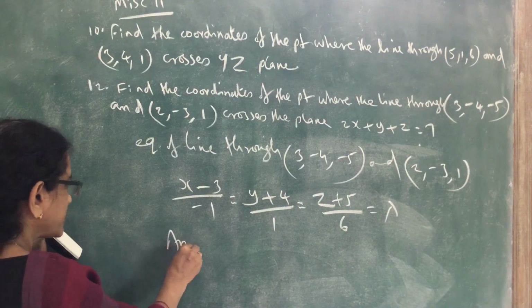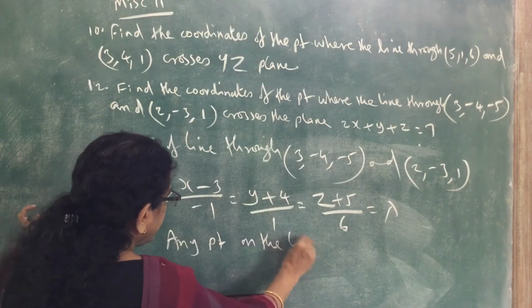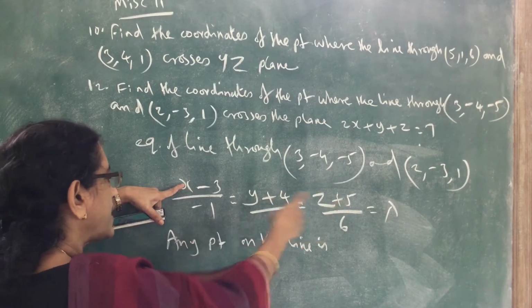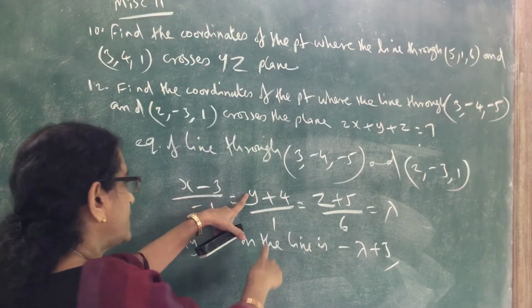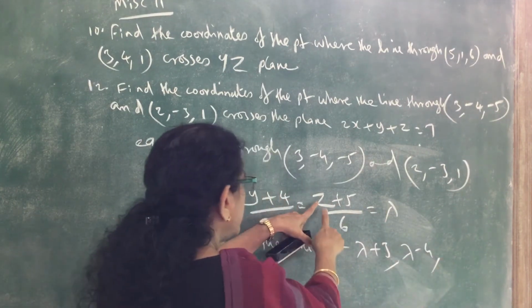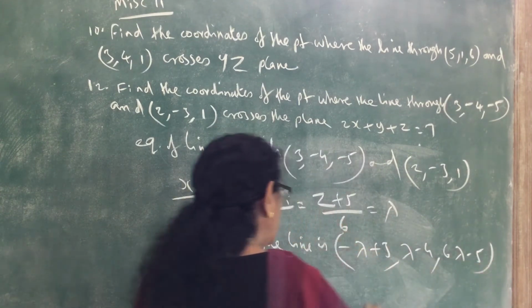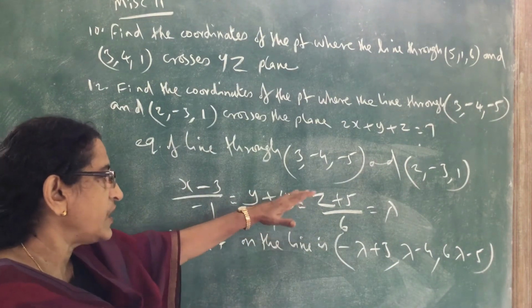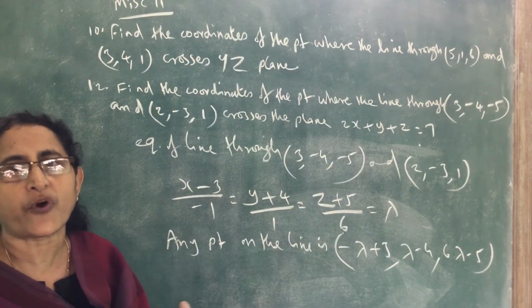So any point, or general point, on the line is, let's find the x coordinate: -1 into lambda, so -lambda + 3. Y coordinate: 1 into lambda, so lambda - 4. Then the z coordinate: 6 lambda - 5. So this is the general point, any point on this line will be of this form. According to different values of lambda, we get different points on this line.